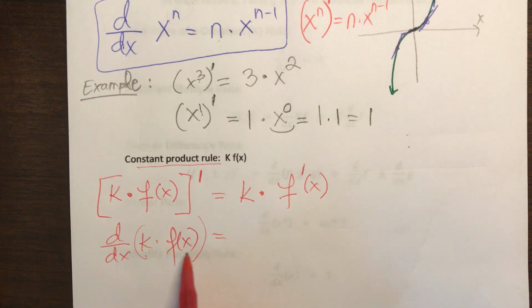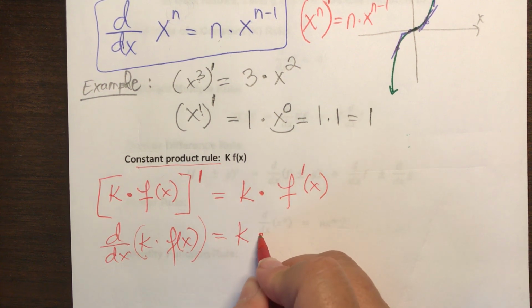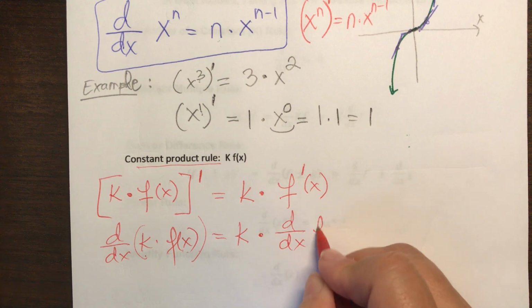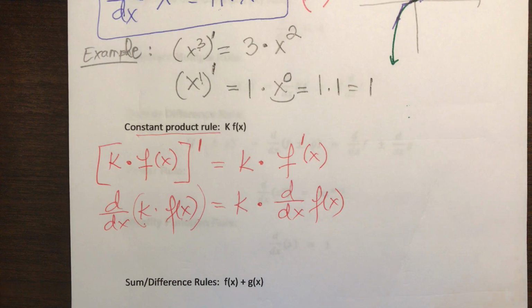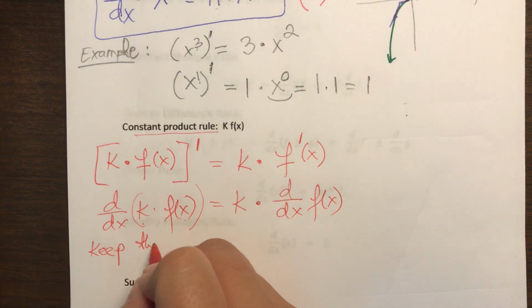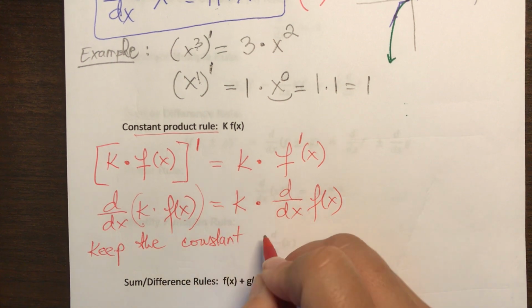A constant, a number that has nothing to do with x, right? Times some kind of function of x. What we do is we keep the constant and then just move on and take the derivative of the variable part. Okay, so I'm going to write this down. So keep the constant factor.